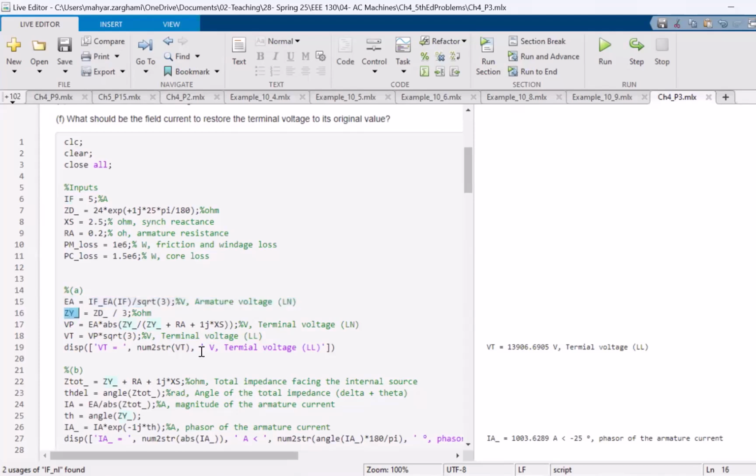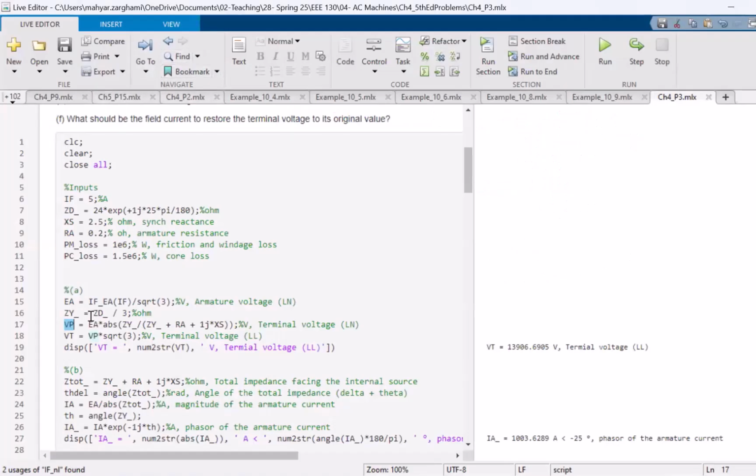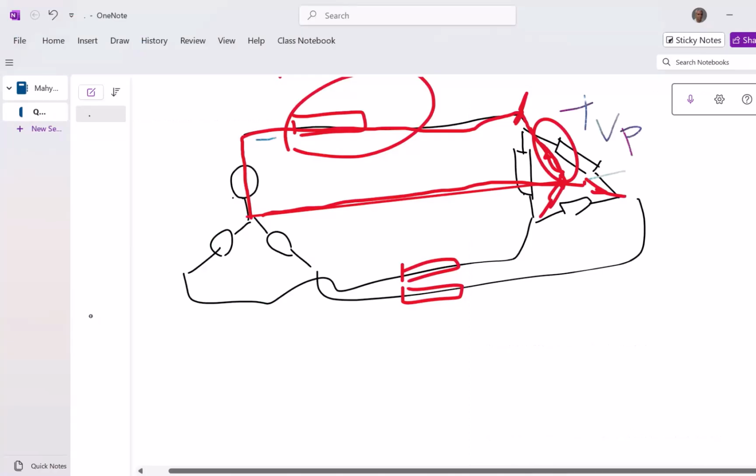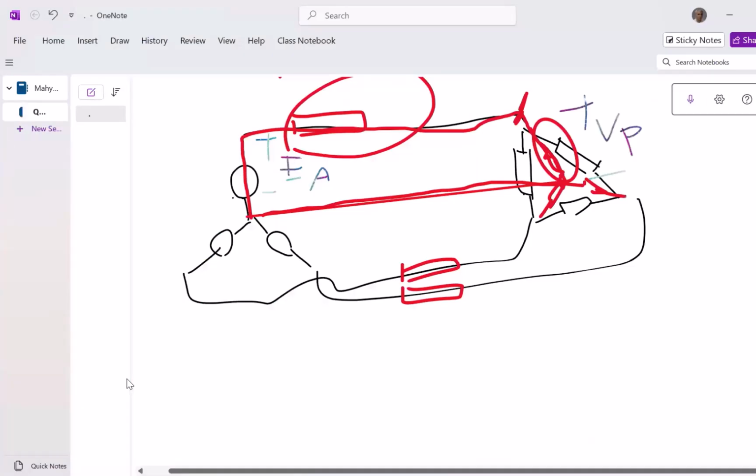And then ZY, that's the Y equivalent of that delta, which becomes the Z in the delta divided by 3. So therefore, this is my VP. My VP becomes EA times the absolute value of ZY over ZY plus the impedance of my generator per phase. So this gives me VP, therefore VT, and this is VT.